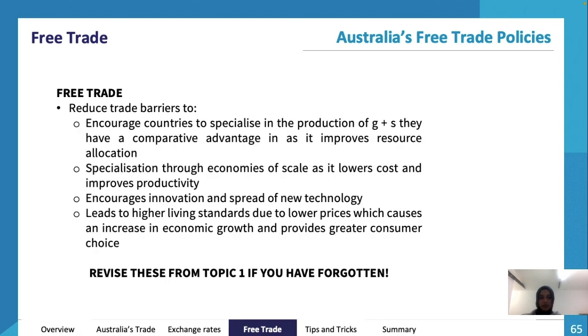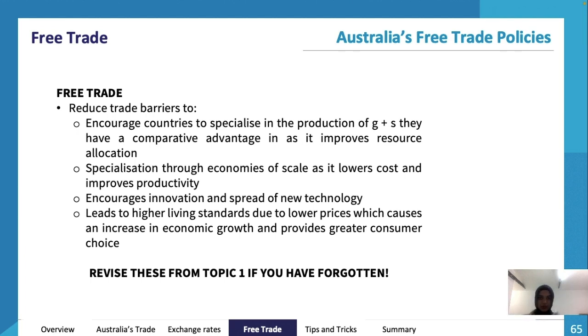All right, so moving on to free trade. What is free trade? Essentially, you're reducing trade barriers, you're allowing trade to occur more naturally, and it's a more open and communicative thing that takes place. So encouraging countries to specialize in the production of the good and service that they are most efficient in producing. So this improves resource allocation.